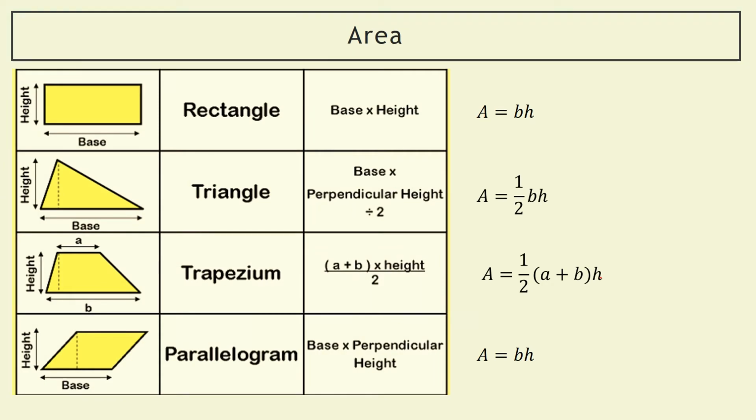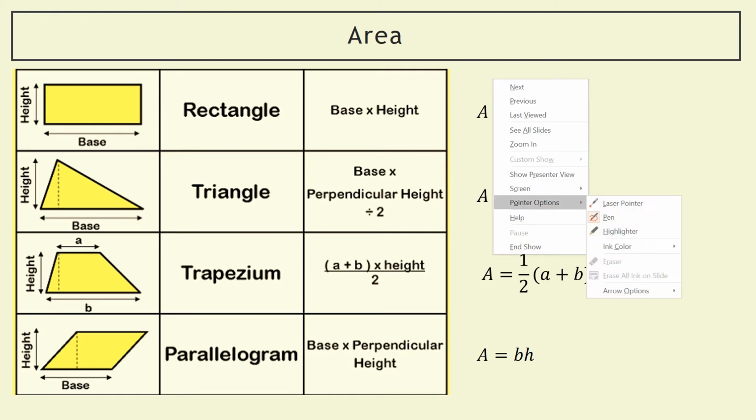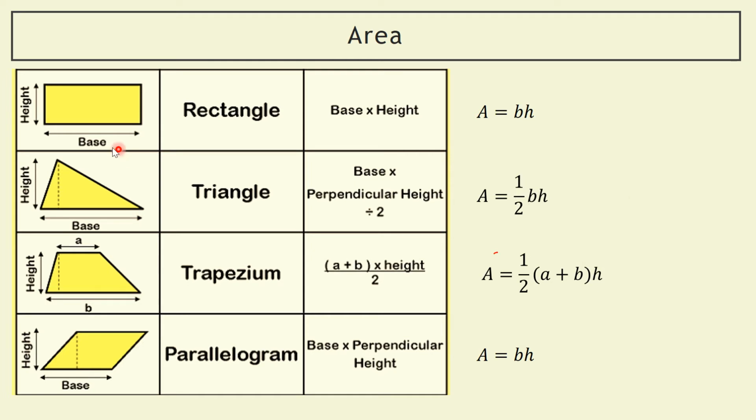For area, these are the four shapes really we've looked at. We've got a rectangle where we multiply the base times the height. I've given that in algebra as well as in words. We've got a triangle where we do the base times the height and then divide by 2, or half the base times the height. We can write it that way in algebra. Base times the height divided by 2, that's the same thing.